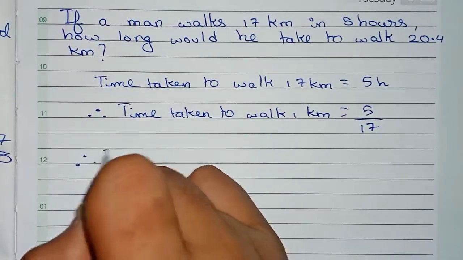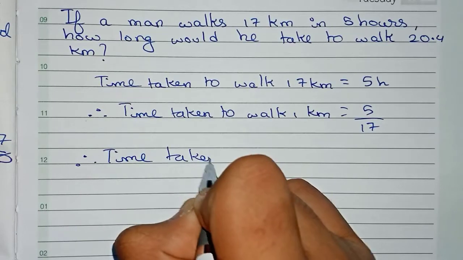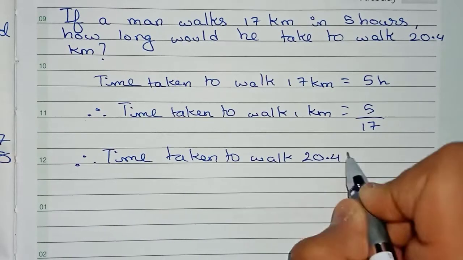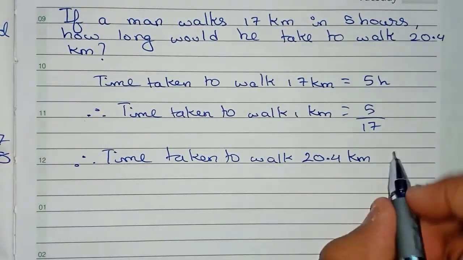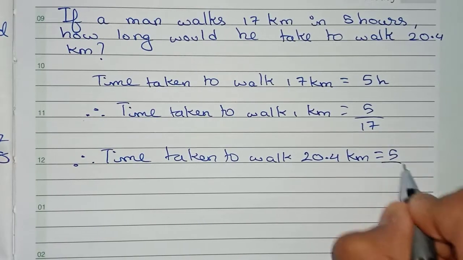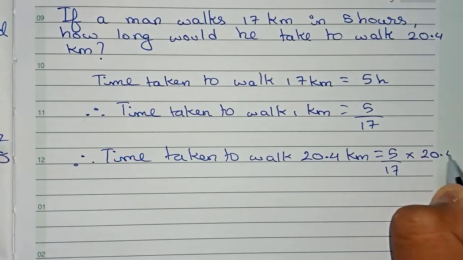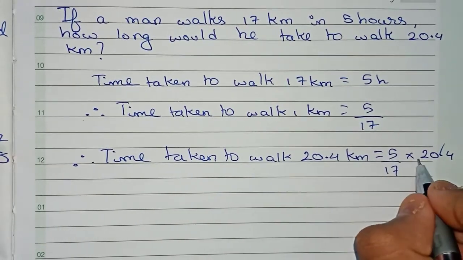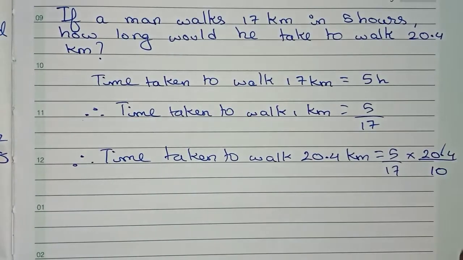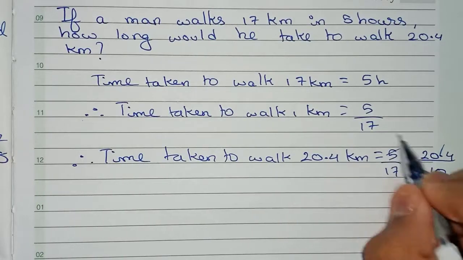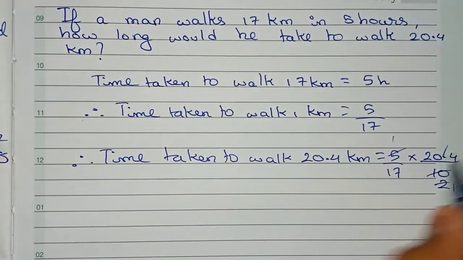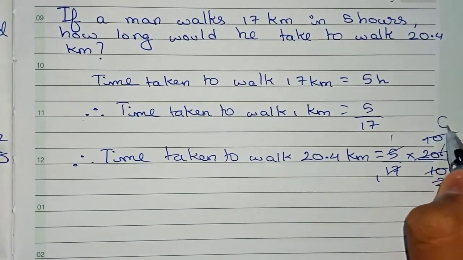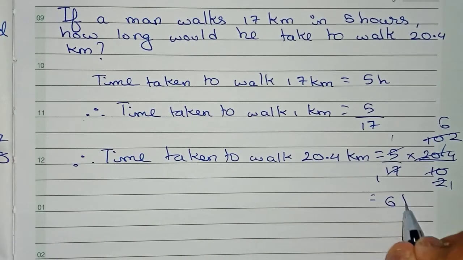So now the final statement, that is time taken to walk what is being asked, that is given 20.4 km. So now 20.4 km will go for multiplication, so it becomes 5 by 17 into 20.4. First we remove the decimal. The decimal is at the tenth position, so we write 204 by 10. So the decimal is removed. First you cut 5 and 10, it becomes 1 by 2. Now you cut 2 and 204, it will become 102. Now you can cut 17 and 102 directly, it will become 6. So our answer for this question will be 6 hours.